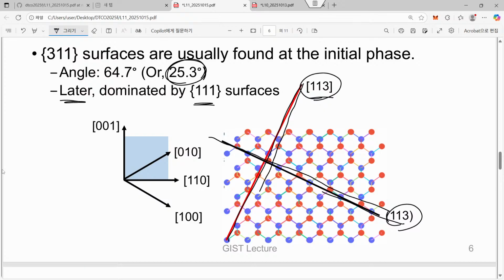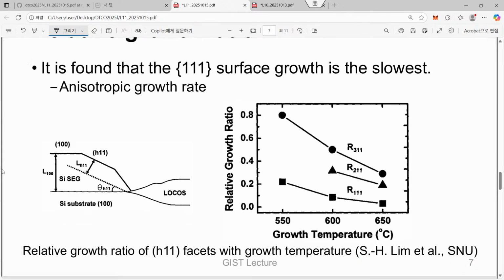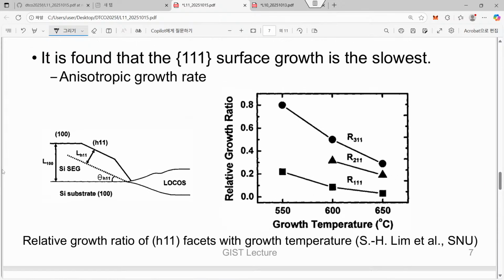So now let's see why we have different growth rates for our different dominant wafer surfaces. Of course our discussion assumes that there is a reference one. What is the reference one? The reference one is 0, 0, 1. This is the dominant one, and compared with this one, we have different numbers. Fortunately, in this paper, we were able to get some experimental results.